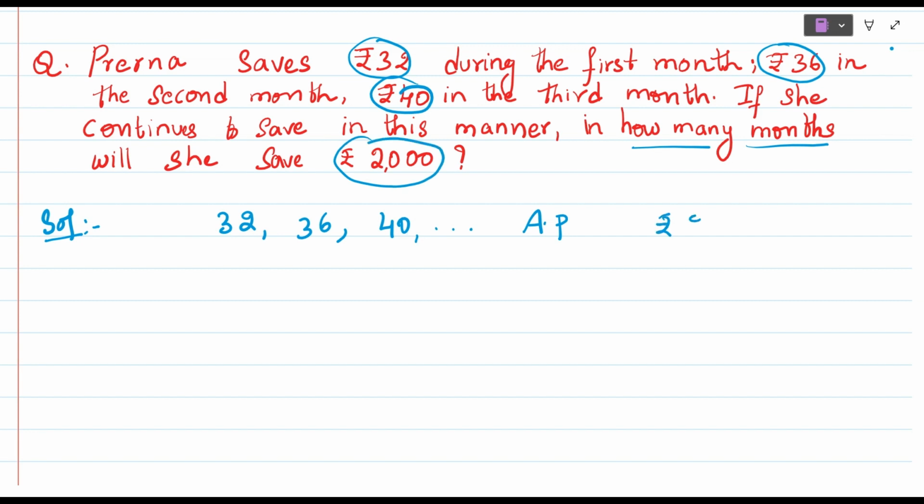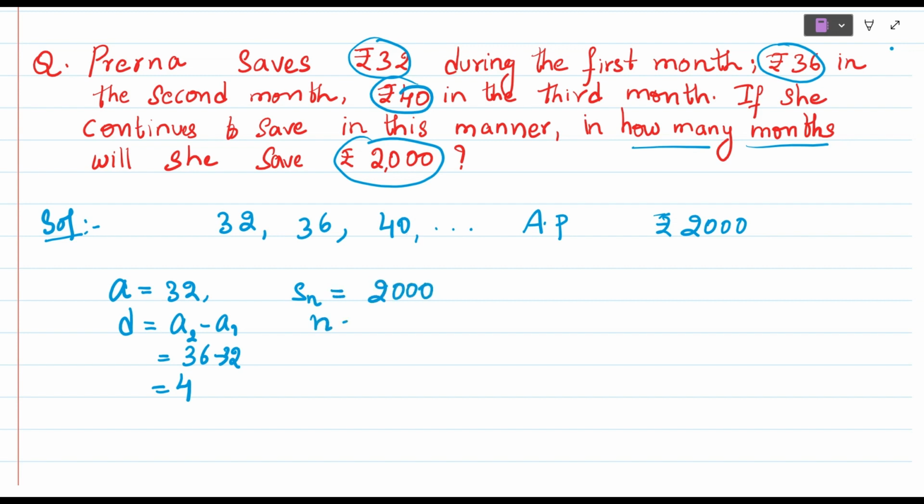So we have to find the number of months taken to have the amount 2000 rupees. So what is given, we will write, students. So a is equal to 32, that is the first term, and what is the common difference d? Formula is a2 minus a1, that is equal to 36 minus 32, which gives 4. And here they have given Sn, the sum of n terms, as 2000, and we have to find the value of n, that is the number of months.